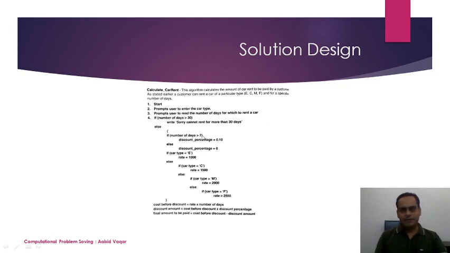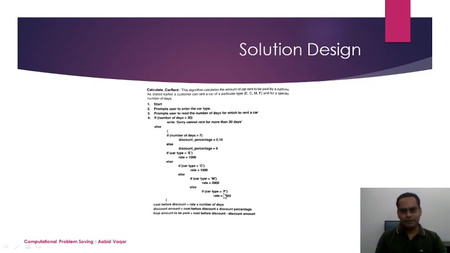Until here we have decided what should be the rate of discount, and we have received input from the users, meaning type of car and number of days. So now we start an if condition. If car is type E, then rate of rent is this. If car is type C, then rate of rent is this. Else and so on. So we have categorized the rate of rent for all types of car, E, C, M or F.